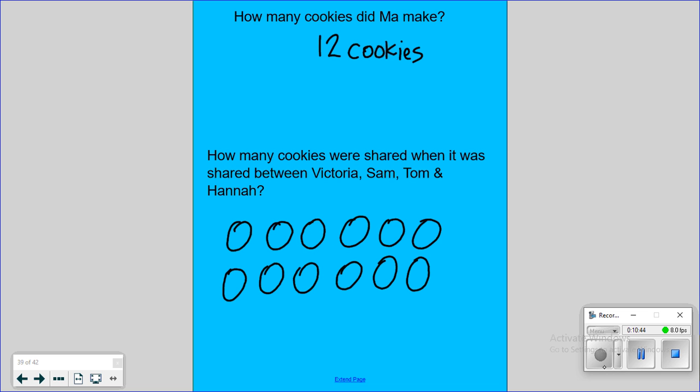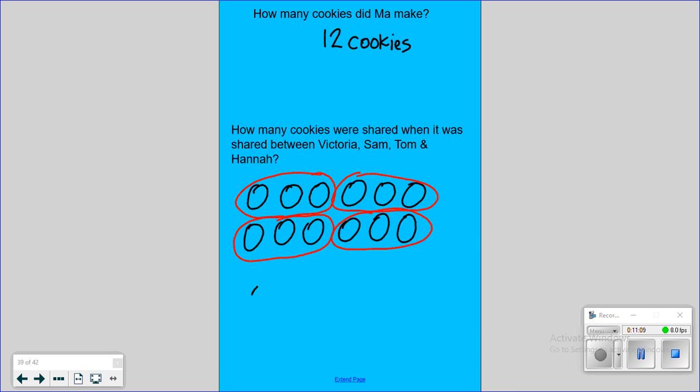How many did you circle? Lincoln? 3. Did you circle these 3? No. No? Did anyone circle those 3? No. What about these 3? What about these 3? No. No. Would that work? Yes. Yes. All right. What's another way I could have made my groups?